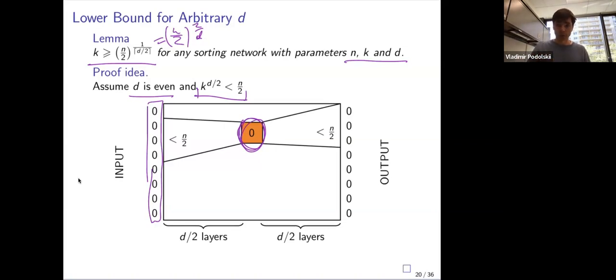So we have access to some cell in the middle. Consider one that we have access to. What we do now, we can observe that this cell is connected to at most k to the d over 2 inputs. Do I need to give you more details here, or is it clear what I mean by it is connected to these many inputs?